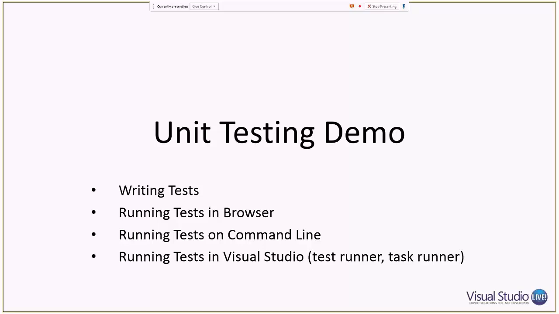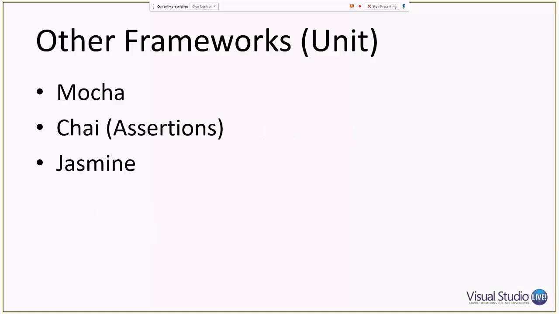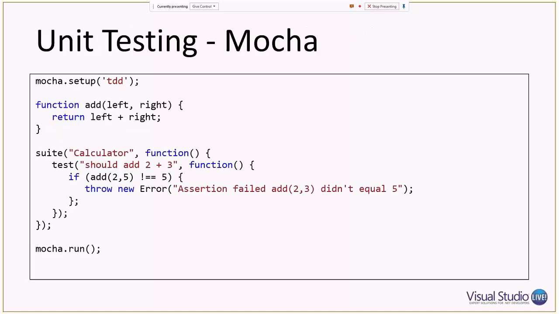There are other types of unit testing frameworks as well. Mocha supports a TDD version as well, which is very similar to QUnit. You have here a suite called the calculator, and then after that you just have tests. So we can have this test method, and it says should add 2 and 3, just like we saw before. Instead of arrange, act, and assert, we just have a basic action inside of an if statement.